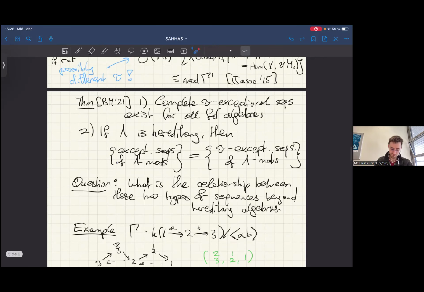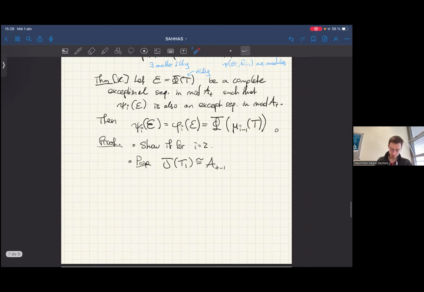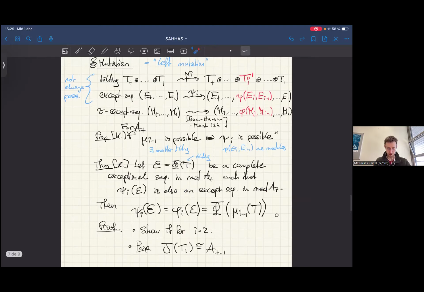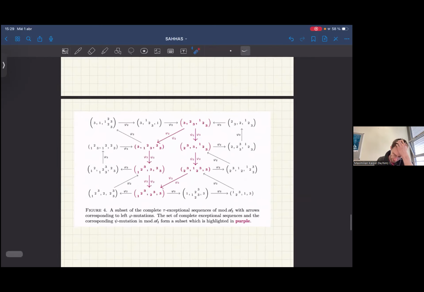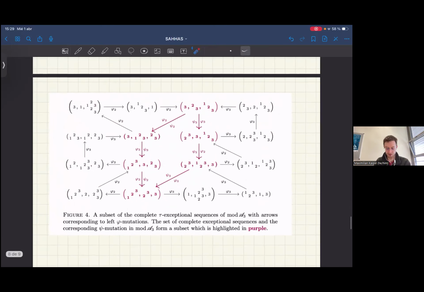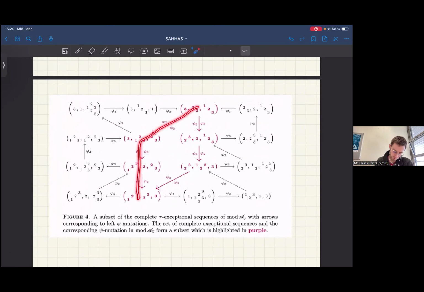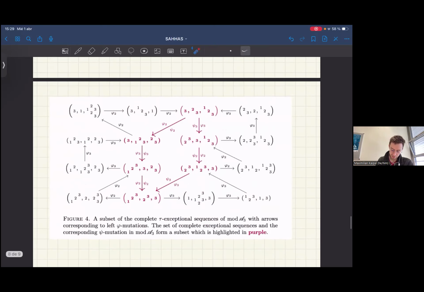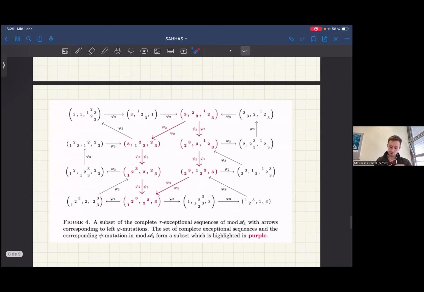And then from this, you can basically follow that it's enough to show it for I equals 2. Yeah, that's basically everything I wanted to say. I brought one illustration from the paper for the T equals 3 case, so we can see the subset of complete exceptional sequences here. This has the same shape as the mutation of tilting modules, because that's what this result describes, that it corresponds to mutation of tilting. And then around it are some, but not all of the complete tau exceptional sequences. And we can see that if I take the exceptional sequence, I can apply phi or psi, and it doesn't matter. I will still get the same.